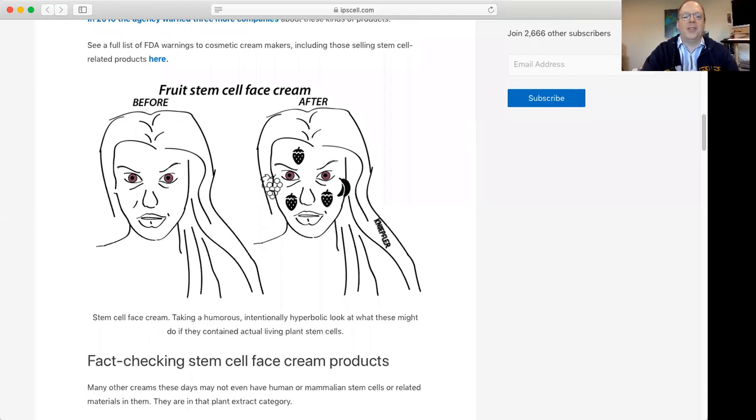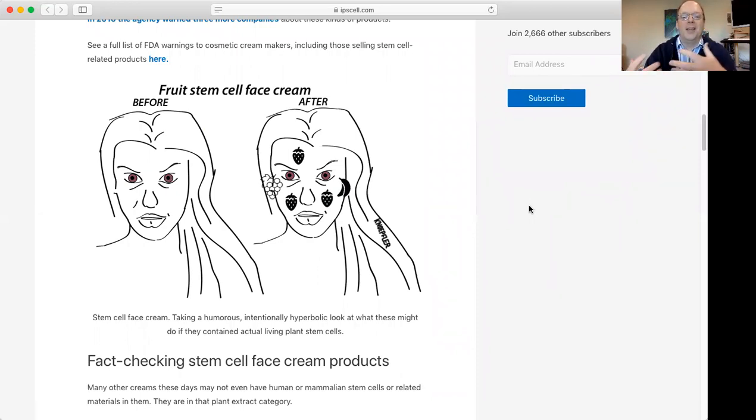So I just drew a satirical cartoon here to kind of think about that latter category, these fruit stem cell products, kind of fact check those. What's the deal? So you can kind of see here's a person before and after they use this supposed fruit stem cell face cream. What's really going to happen if you put a face cream on, like sunscreen or whatever, that has fruit stem cells in it? Is that going to grow new fruit on your face?